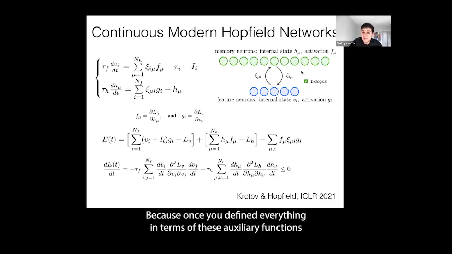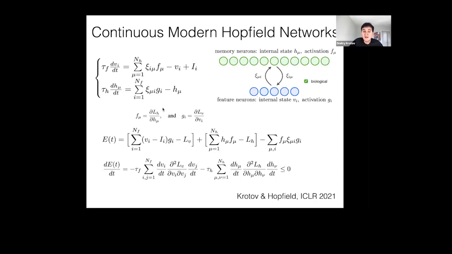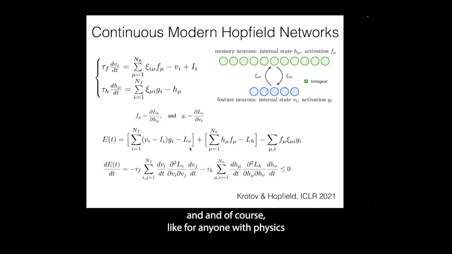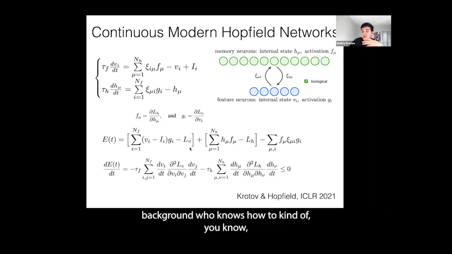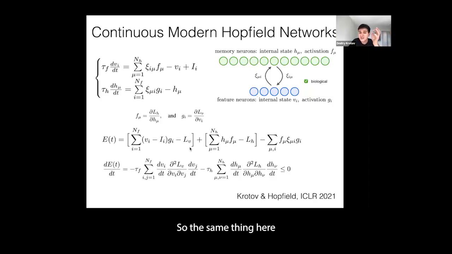Because once you define everything in terms of these auxiliary functions that we have called Lagrangians, and I'll explain why in a moment, you can compute the energies for these whole systems as Legendre transforms of those Lagrangians. And of course, anyone with a physics background who knows classical mechanics knows that we have Lagrangian systems, and then we do a Legendre transform, we get the energy. So the same thing here. And that's why we call that auxiliary function the Lagrangian.